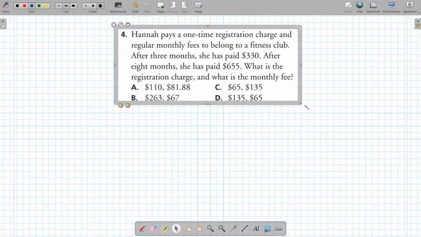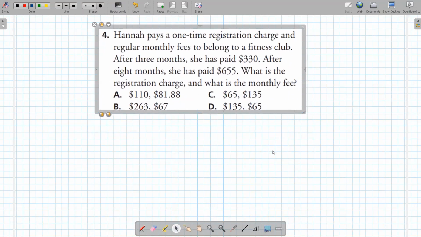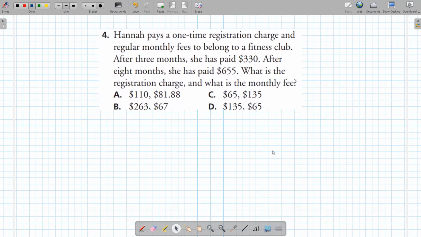Hannah pays a one-time registration charge. Anything that's a one-time thing, that's fixed, that does not fluctuate, that is going to be your y-intercept. Then monthly fees, that's gonna change. It's gonna stack up depending on how many months you have. That's going to be your slope, okay? Anything that changes is slope. Anything that's fixed is gonna be your y-intercept, the constant.